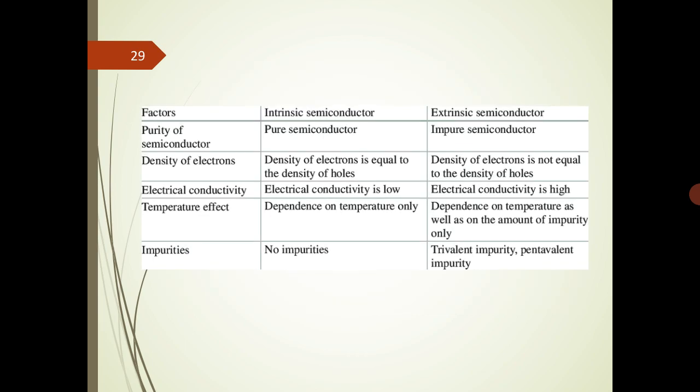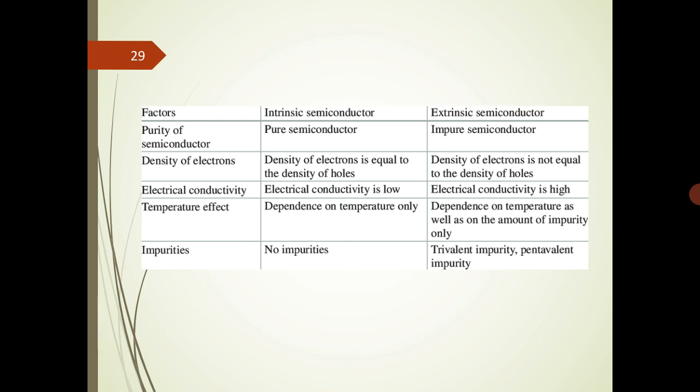Here are a few differences between intrinsic and extrinsic semiconductors, considering factors like purity, density, electrical conductivity, temperature effects and impurities. The first factor is the purity of the semiconductor. Intrinsic is a very pure semiconductor, extrinsic is impure. While considering the density of the electrons, in intrinsic the electrons and holes are equal, but in extrinsic it is not equal. Electrical conductivity is low in intrinsic semiconductor, whereas in extrinsic the electrical conductivity is high.